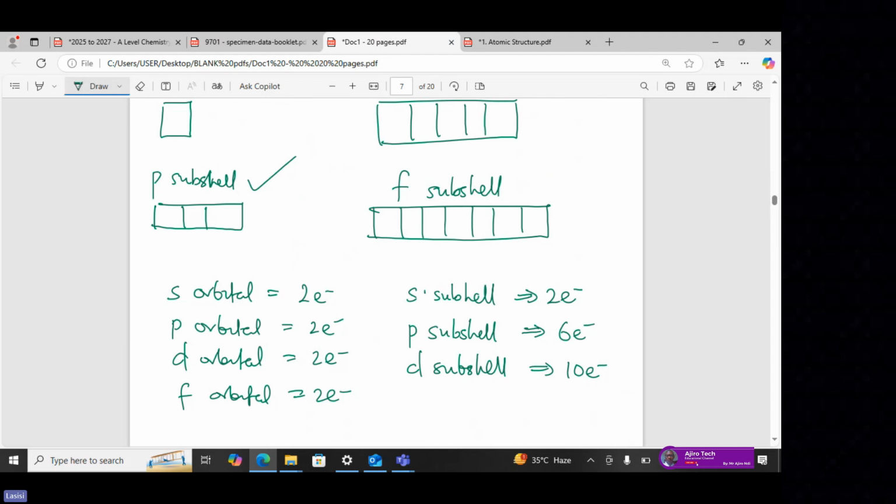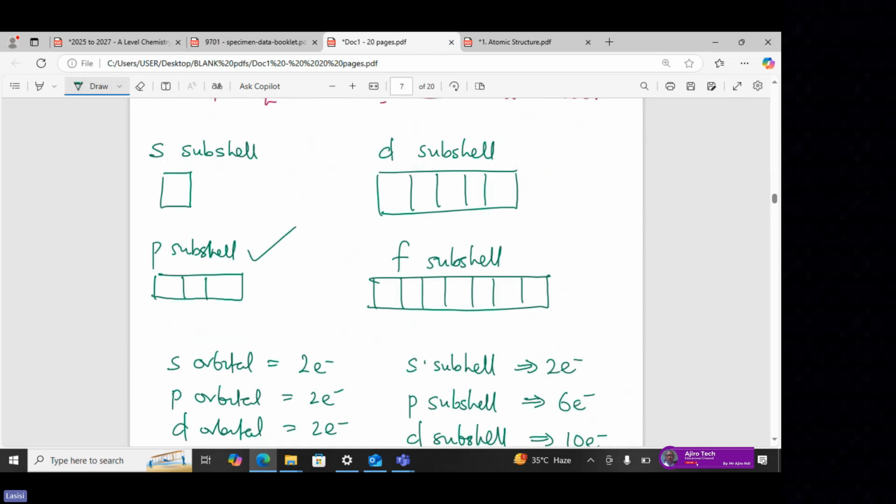Every orbital, whether it is S orbital, P orbital, D orbital, F, any orbital, can only hold 2 electrons. We now graduate from orbital to subshell. Some subshells contain one orbital, and some contain more than one orbital. For example, S subshell has only one orbital, but P subshell contains 3 orbitals, D subshell contains 5 orbitals, and F subshell contains 7 orbitals.